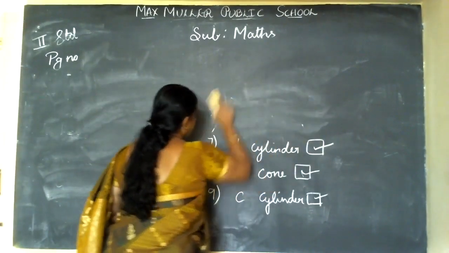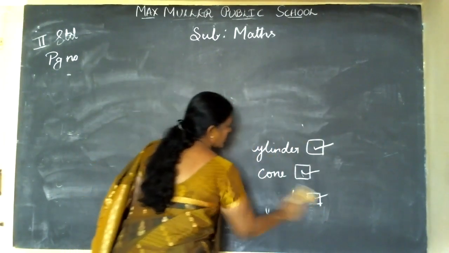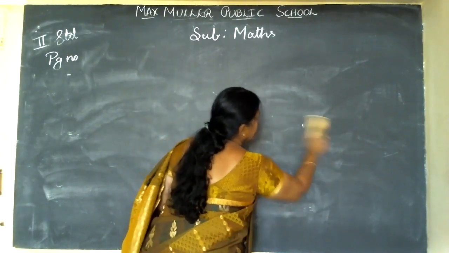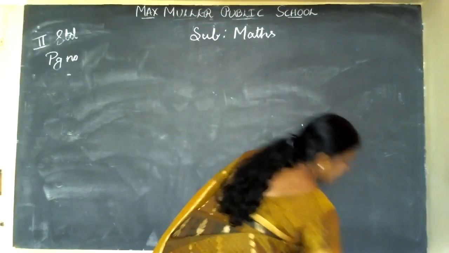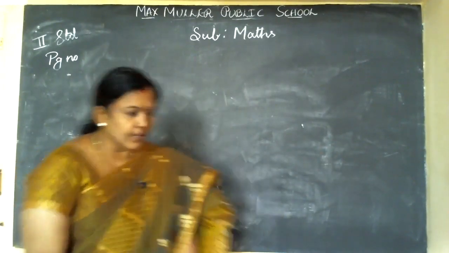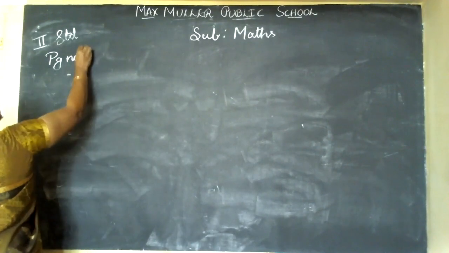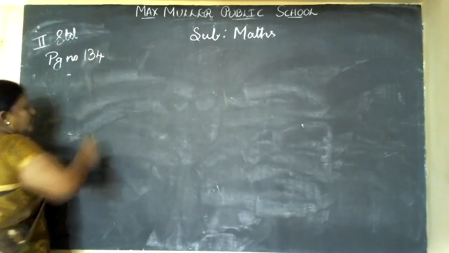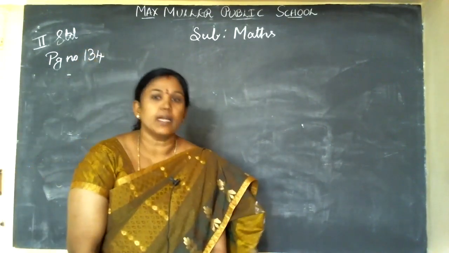Write neatly. When you are writing in the textbook, children, that time you want to sharpen the pencil and write neatly. Don't write dirty handwriting. You want to write neatly. Now, page number 134. Expressing rupees and paisa.